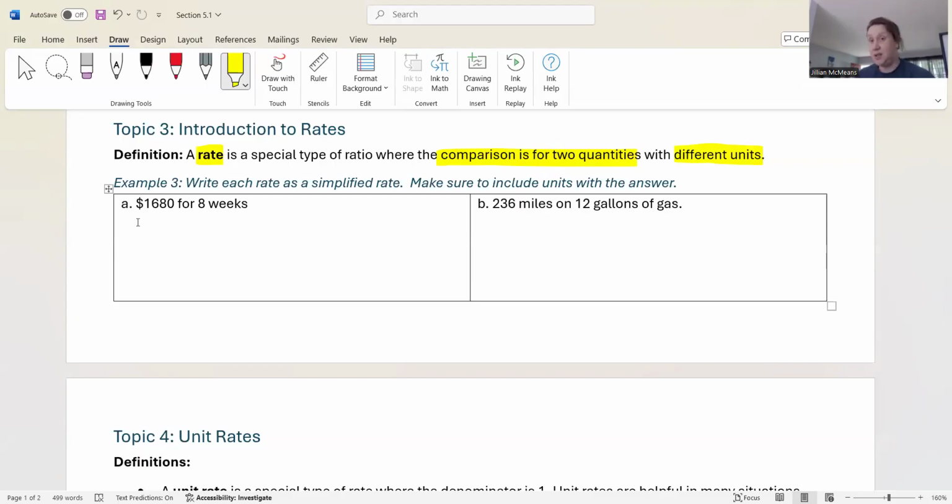So since we're comparing two different types of units in our quantities, we need to make sure we label each quantity with the correct unit. So with rates, you have to be really, really careful and make sure you keep those units in your final answer. So for example 3, it says write each rate as a simplified rate. Make sure to include units with the answer. That's really important. If the units are not the same, they need to stay in the answer so we know which quantity goes with which unit.